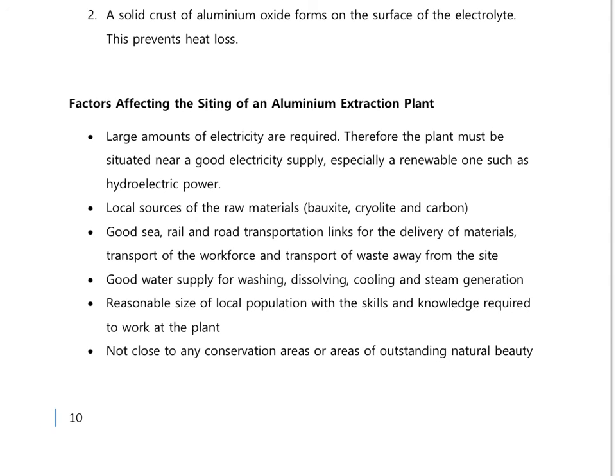But it's things like large amounts of electricity being required, so we need to place it near a good electricity supply. Because we're adding in raw materials, we've got bauxite, that's the aluminium ore. It doesn't really make sense to place an aluminium extraction plant where there's no bauxite. If there's no bauxite there, I can't get any aluminium. So we need a good source of that. We need a good source of cryolite as well. The more local that source is, it cuts down the cost.